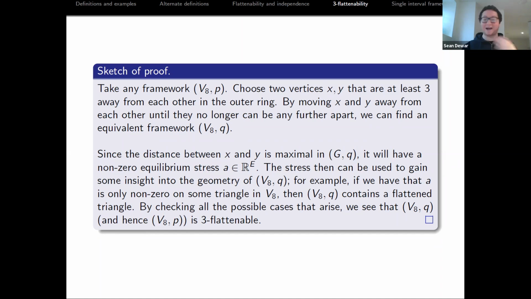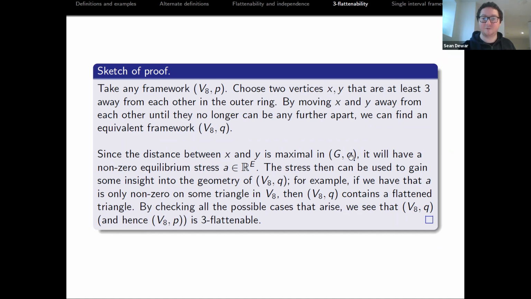They say, okay, we have this stress. This tells us all the information we can get, and it boils down to a few cases. So we check all the cases, and in every single case, the framework can be flattened. Now, if V8, Q can be flattened, then the original equivalent framework, V8, P, can also be flattened into 3D. And that's the idea. It's quite a nice way of dealing with it.